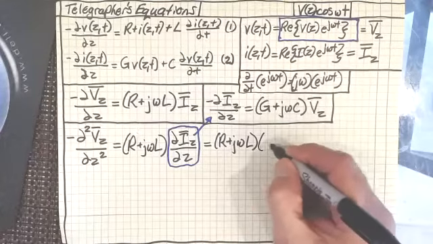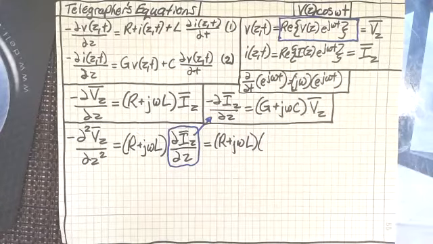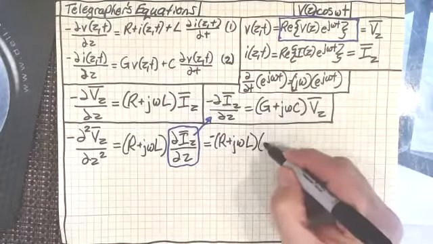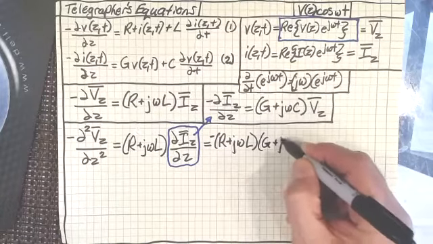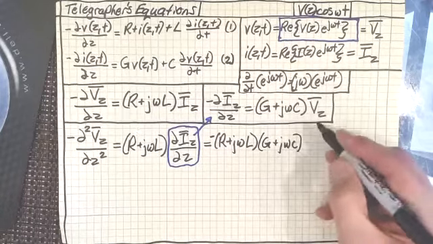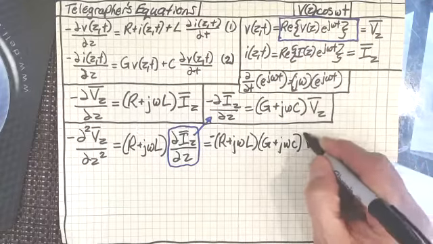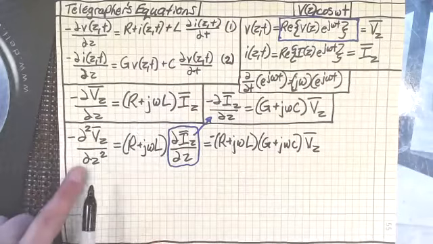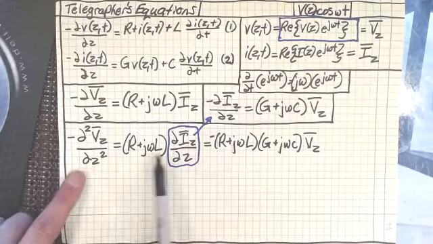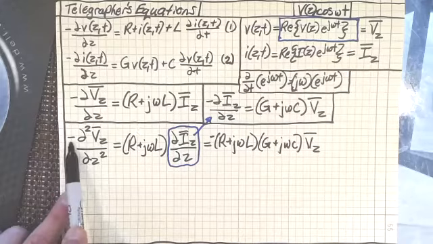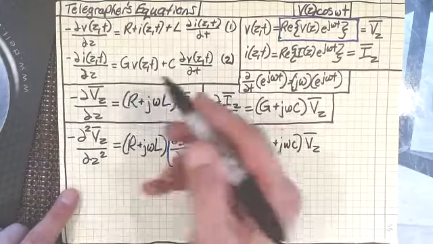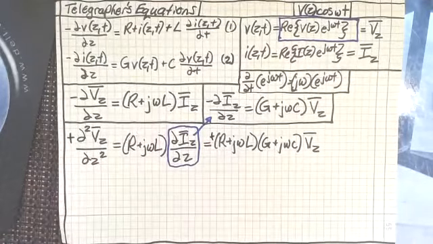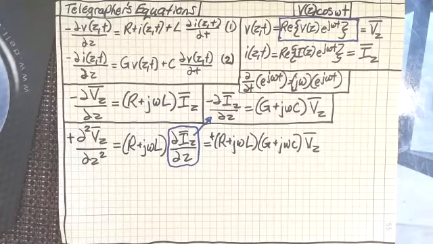Times, I'll throw a minus out in front of here: minus (G plus jωC) times V̄ sub Z. Okay, does everybody see that? So here's what my equation is right now. Forget that middle part right there. I've got minus here, d² V_Z, so I've got a minus here too. So both of those can turn into pluses, as I think everybody can see.